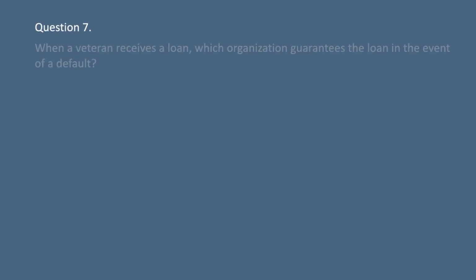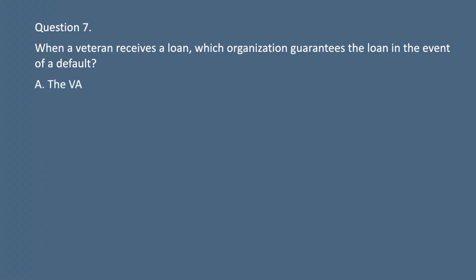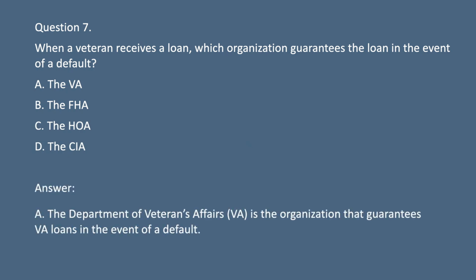Question 7. When a veteran receives a loan, which organization guarantees the loan in the event of a default? A. The VA. B. The FHA. C. The HOA. D. The CIA. Answer: A. The Department of Veterans Affairs, VA, is the organization that guarantees VA loans in the event of a default.